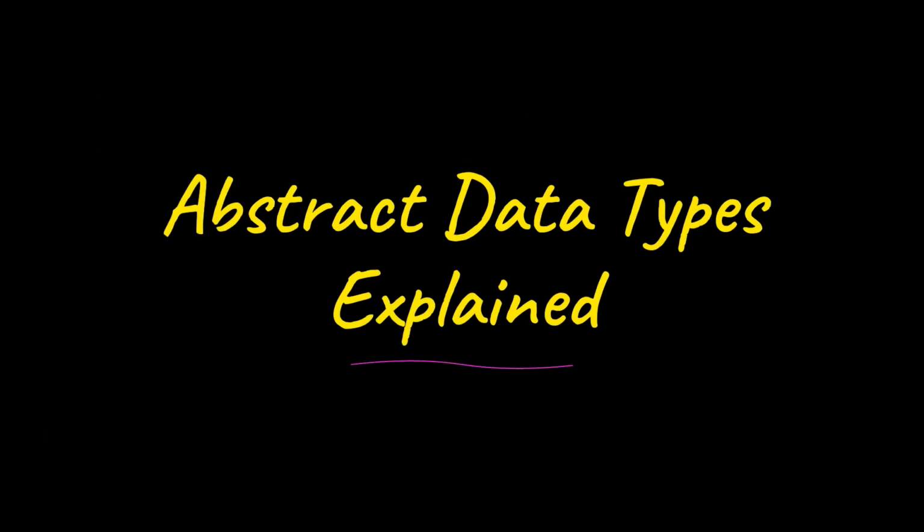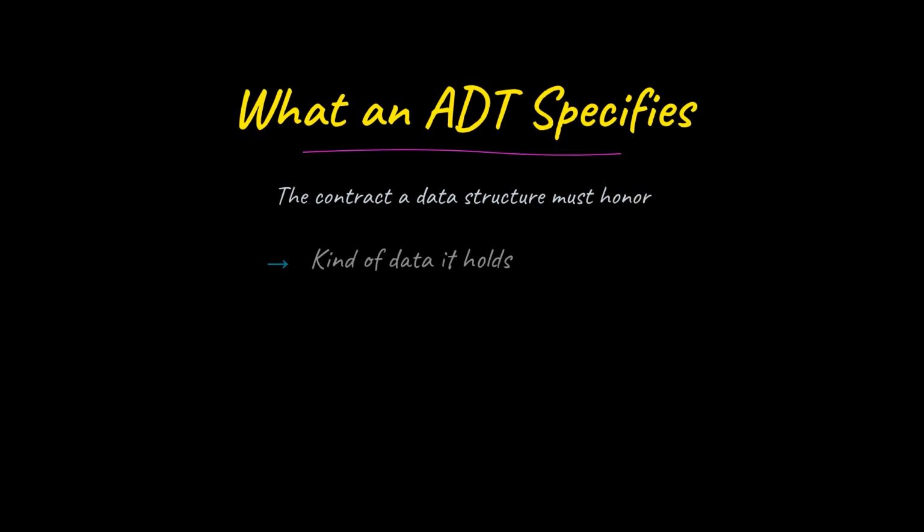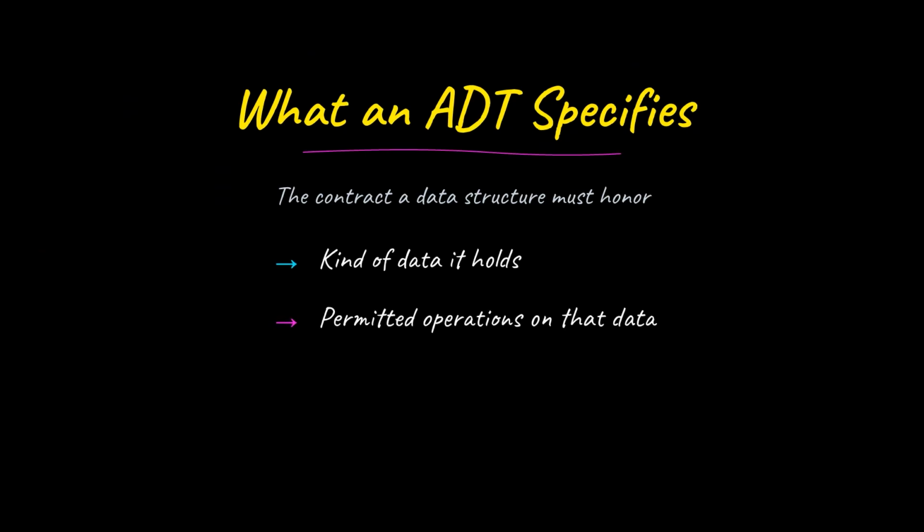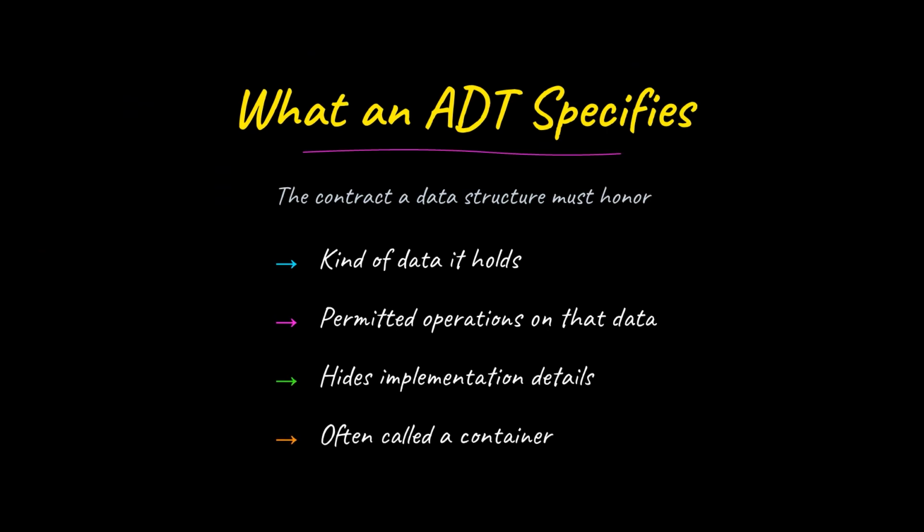An abstract data type defines a data structure by what it does, not how it's built. It specifies the data held and the operations allowed while hiding every implementation detail. An ADT is a contract. It names the data it organizes, the operations callers may use, and deliberately says nothing about memory layout. Because ADTs hold and organize collections, they are commonly called containers.